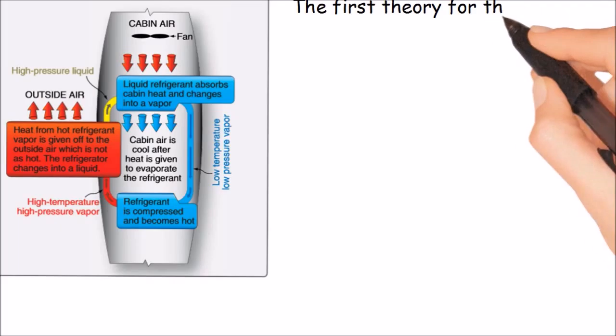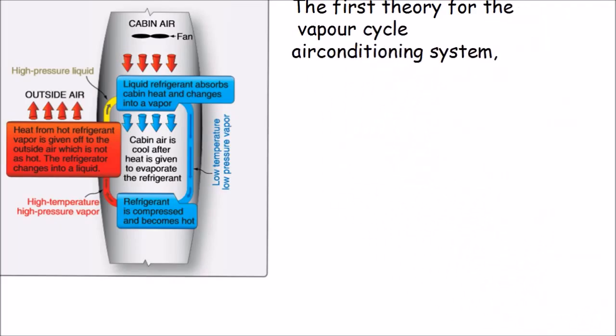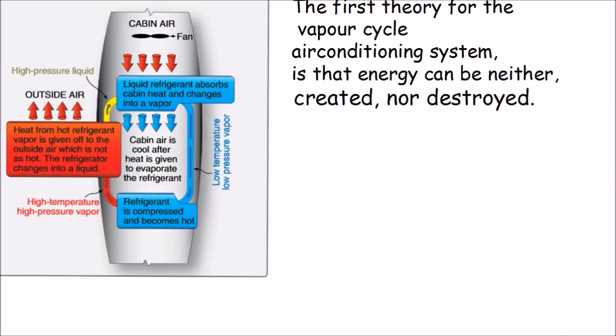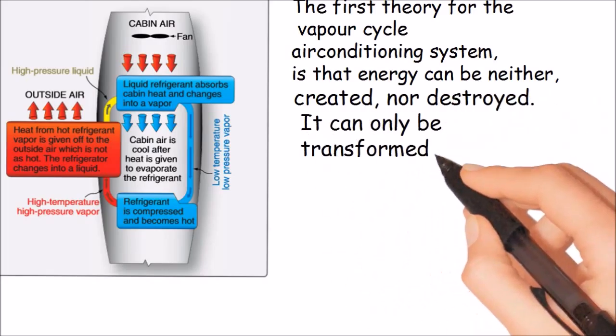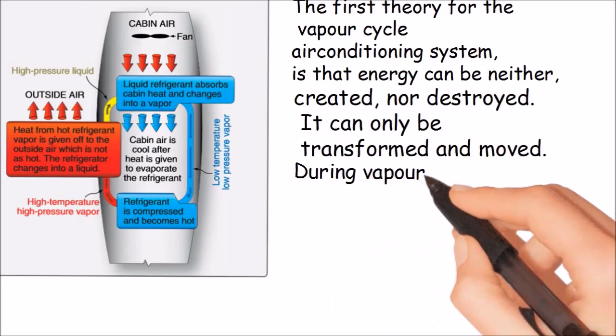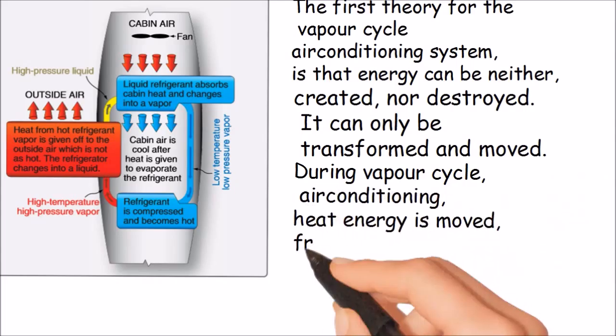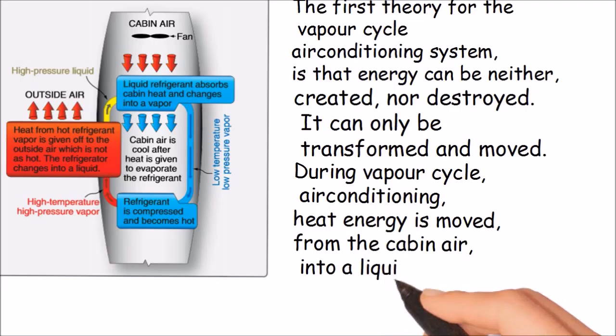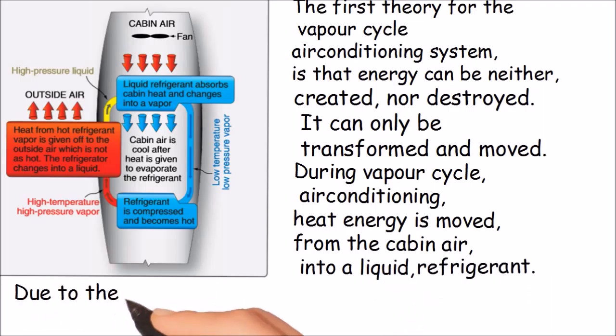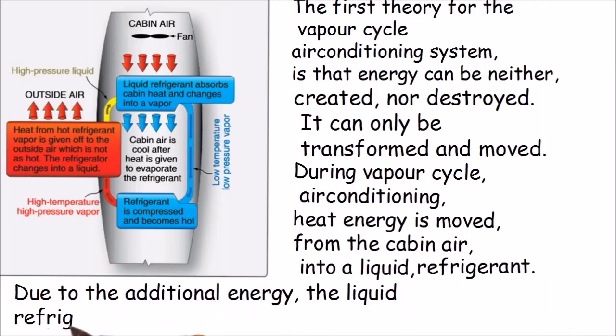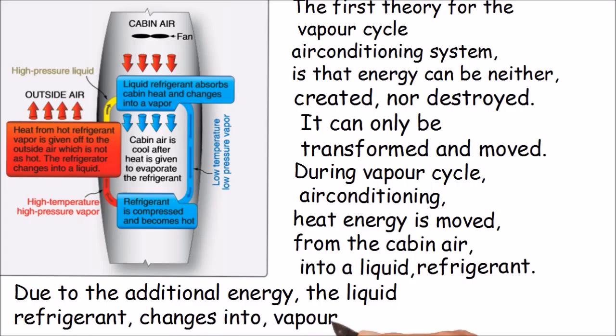The first theory for the vapor cycle air conditioning system is that energy can be neither created nor destroyed. It can only be transformed and moved. During vapor cycle air conditioning, heat energy is moved from the cabin air into a liquid refrigerant. Due to the additional energy, the liquid refrigerant changes into vapor.